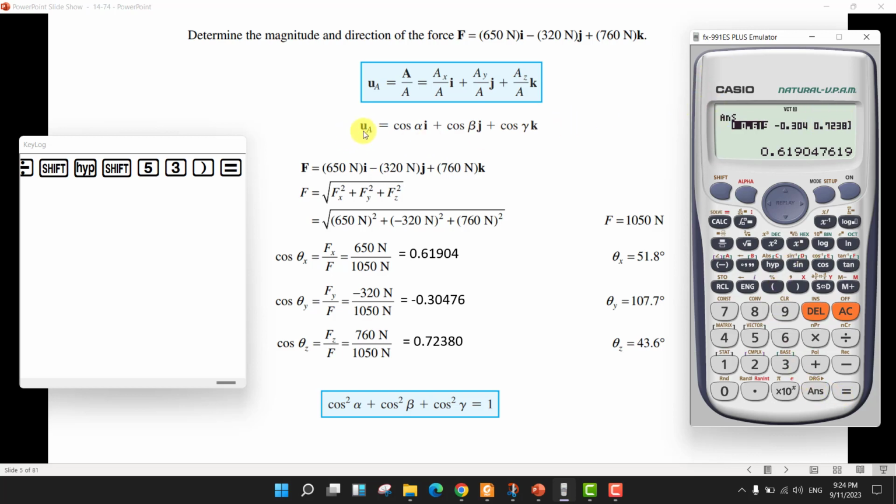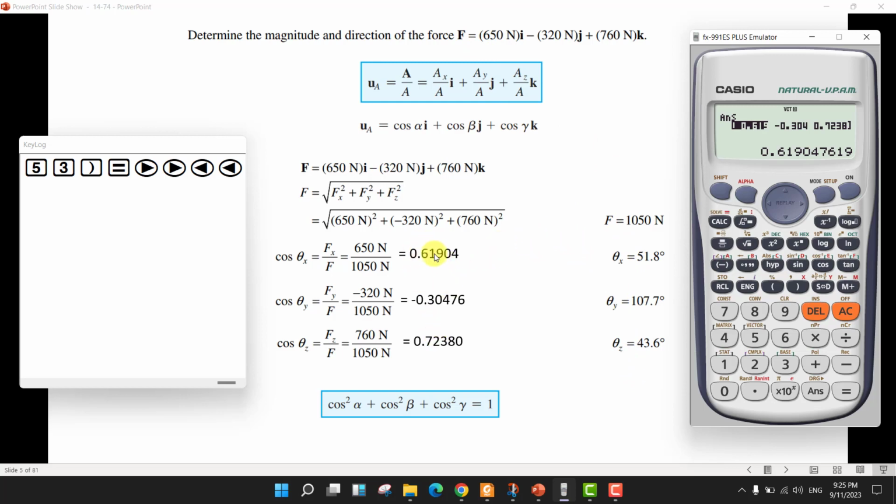So this gives us the unit vector of that force F, and this 0.619 is the component of the unit vector along the x-axis. This is the component of the unit vector along the y-axis. This is the component of the unit vector along the z-axis. And these 3 numbers are known as the direction cosines, and they are equal to cos of theta x, cos of theta y, and cos of theta z. So this means that by dividing the vector by its magnitude, we get the cos of theta x, cos of theta y, and cos of theta z values directly, 0.61904, this number and this number. And then taking the inverse of these numbers will give us the angles of this force F with the x, y, and z axes respectively.